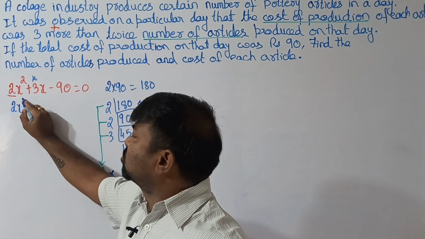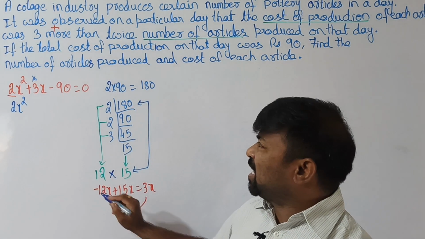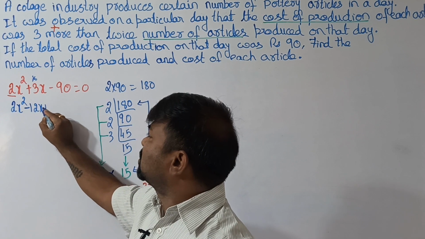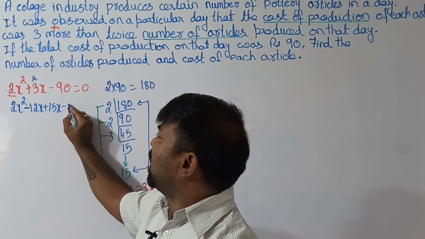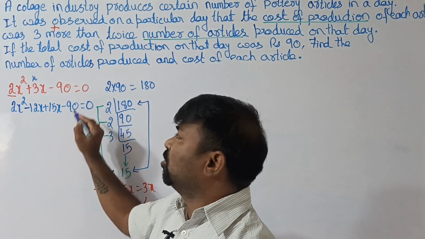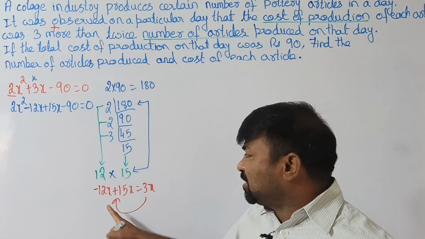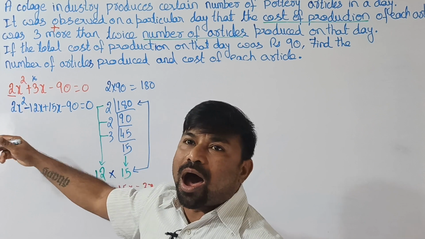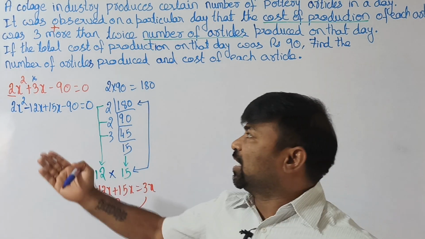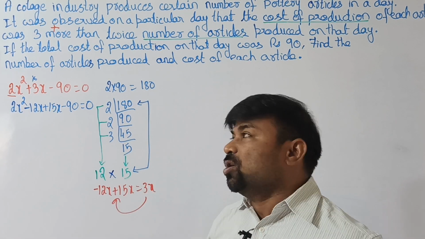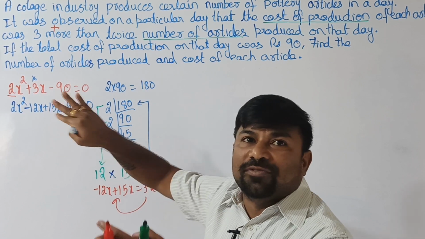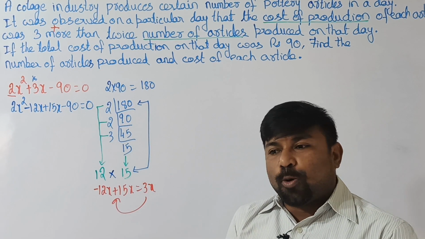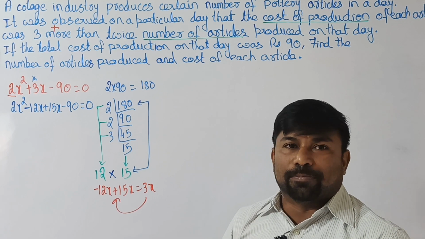So 2x squared, plus 50, minus 12x plus 15x minus 90 equals 0. Why did I place 12x beside this? Because they both have common multiples. We can find the common multiple from there, whereas from 15x and 90, we can find the common multiple. That's why I paired up in that way. Based upon the common multiple, we have to pair up.